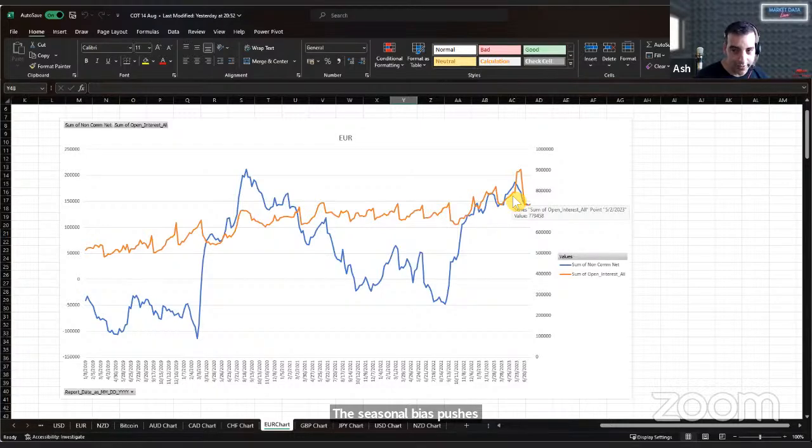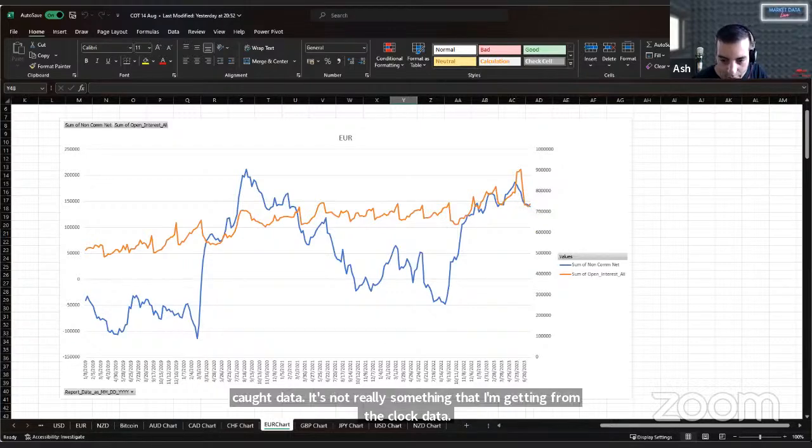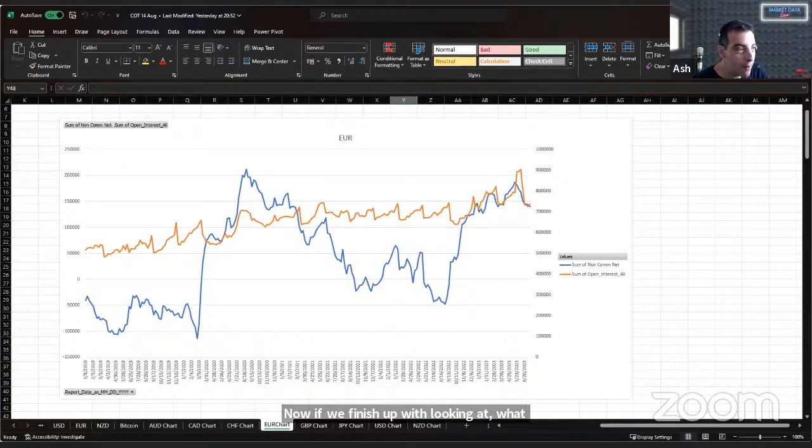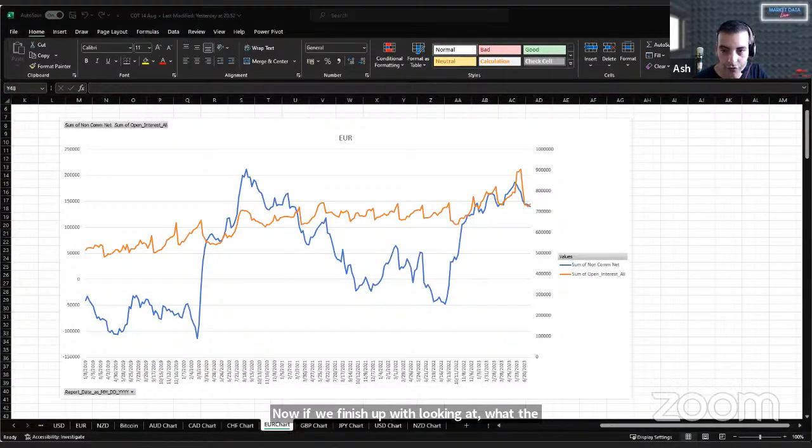So we're looking at weak Kiwi. The COT data is a little bit more difficult to ascertain a really positive signal from, but it's not off-putting. I think that's the key really that I'm getting from the COT data. It's not really something that is going to lead the idea, but it's definitely not off-putting. Now, if we finish up with looking at what the fundamentals might do to drive us towards any of these ideas, let's see what we have in the fundamental picture.